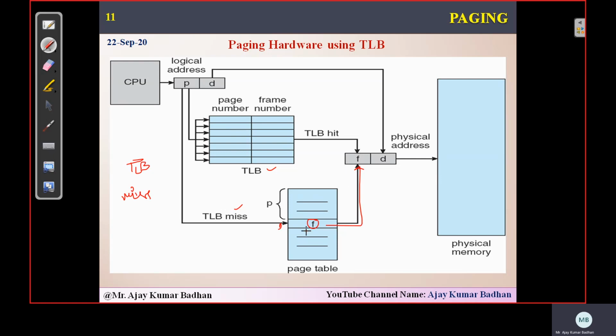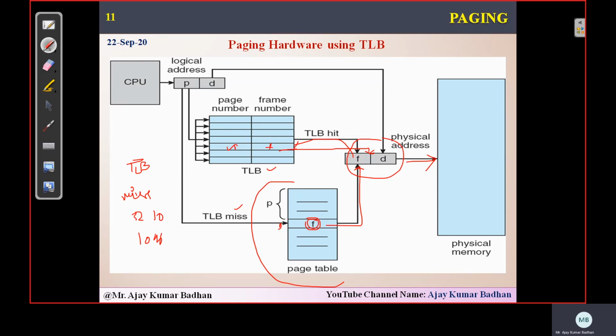Apart from that, whenever we get this frame, we will update it here in the TLB, if we have space. Like we said, the TLB supports 32 to 1024 entries, so if we have any free entry here, whatever new page we looked up from the page table, that page number and the frame number we will add here while performing this operation and getting the physical address. So that next time whenever you try to access the same page, it will be available here and you can access it directly from here and perform the operation.